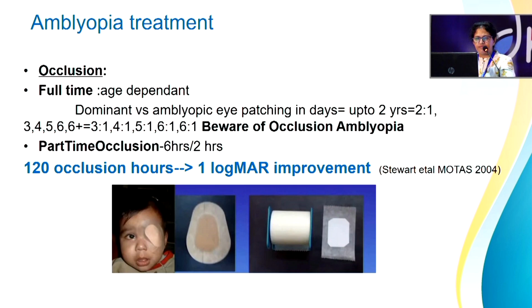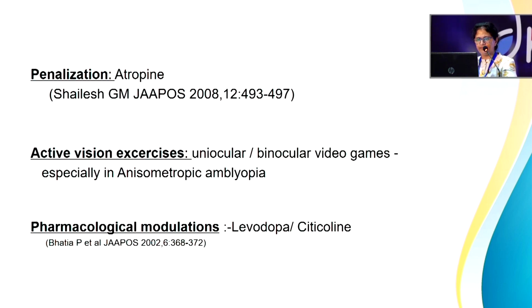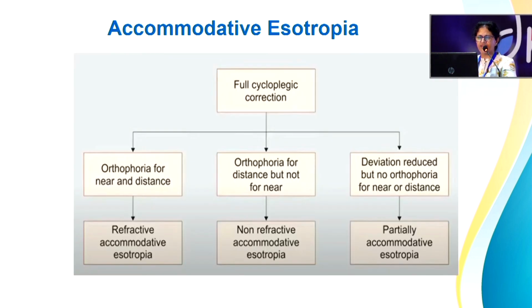So in amblyopia treatment, occlusion is the mainstay. There is full-time and part-time occlusion. While doing full-time occlusion, beware of occlusion amblyopia. It is said that 120 occlusion hours can improve one line in the logMAR chart. Another alternative is atropine penalization. In the case of anisometropic amblyopia, we can try active vision exercises, both uniocular and binocular video games.